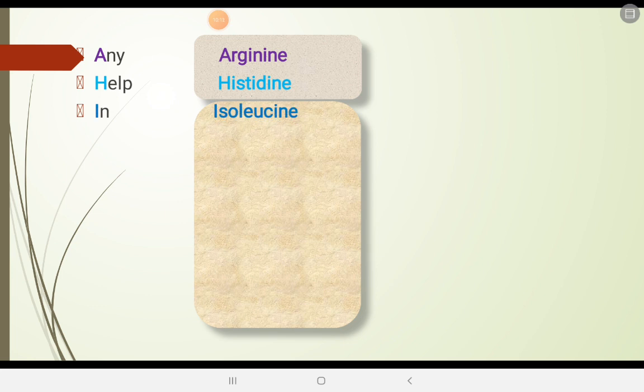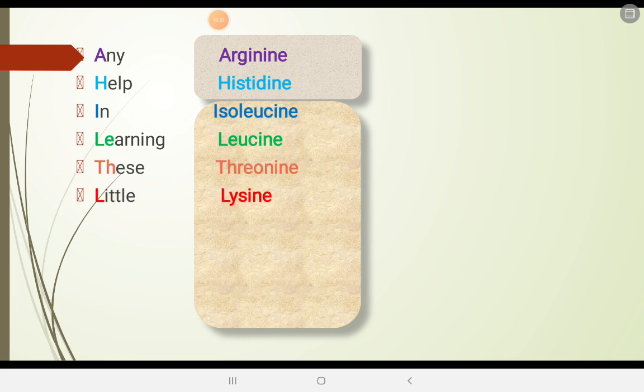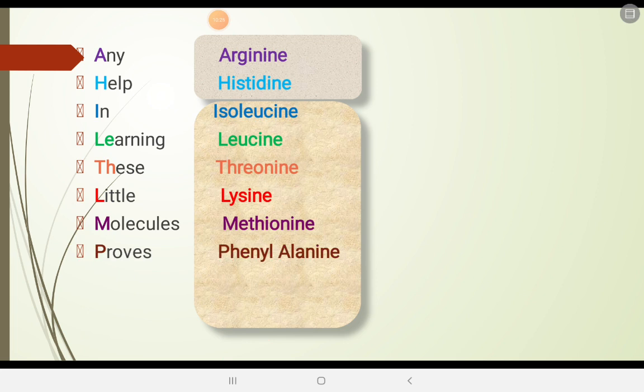These are the essential amino acids and semi-essential amino acids. Arginine and histidine are semi-essential. Isoleucine, leucine, threonine, lysine, methionine, phenylalanine, tryptophan and valine. These are the essential amino acids.